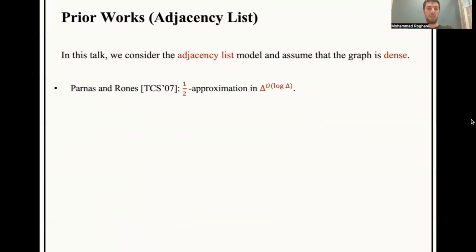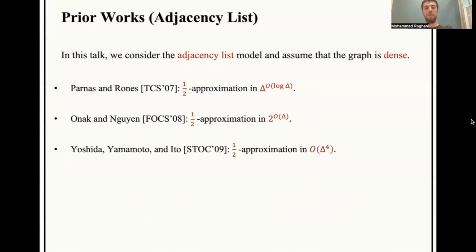Parnas and Ron first obtained a half approximation algorithm in delta^O(log delta) time. Marko and Nguyen in FOCS 2008 improved the running time to delta^O(1). Yoshida, Yamamoto, and Ito removed the exponential dependency on delta and made the algorithm run in O(delta^4).